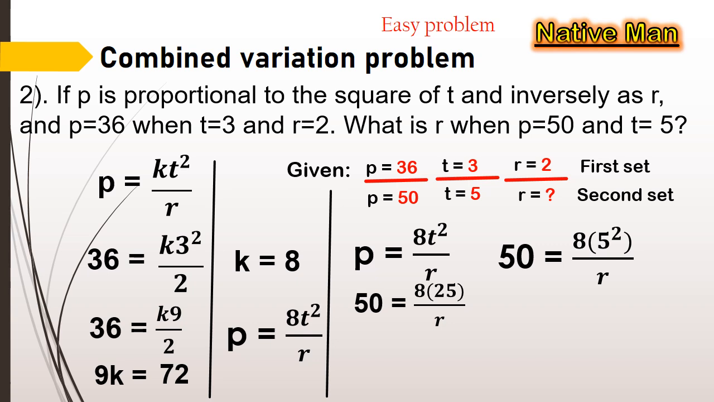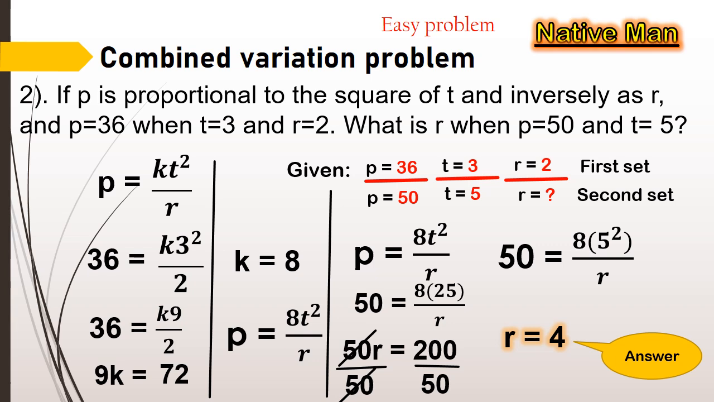And then, by cross multiply, 50 times R. So, 50R is equal to 8 times 25 is 200. Okay, so remove 50 by dividing both sides of the equation by 50. And then, cancel natin yung 50. Ang remaining dyan, R is equal to 200 divided by 50 is equal to 4. And R is equal to 4. That is your final answer.